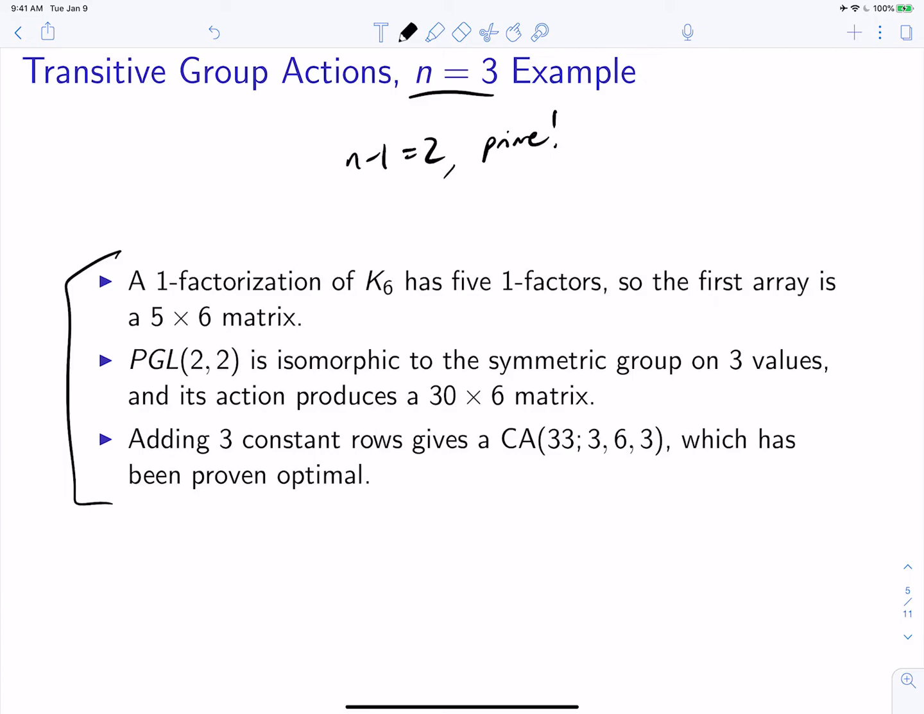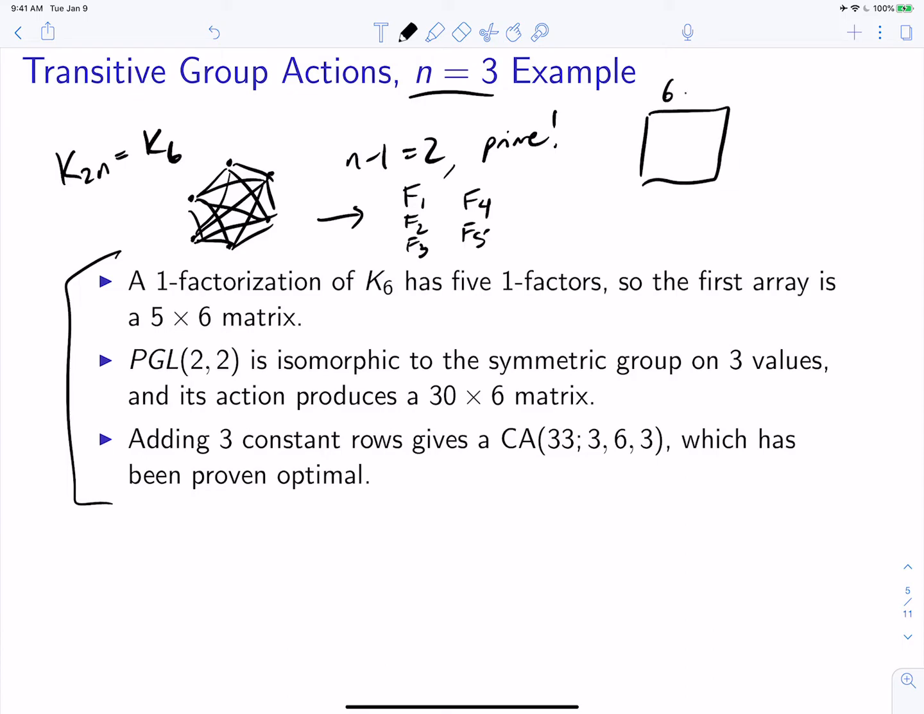So then you work with K2n, remember, which is K6, which means that we have 6 vertices right here, and each of the possible edges is present. I don't think I'm going to be able to draw them all, but I think that's all of them. I don't see any others. So what you do is you apply the method, then you get factor 1, factor 2, factor 3, factor 4, factor 5. So you're going to get 5 factors out of this thing. And then, as a result of that, remember that we have 2n minus 1 rows in the original array and 6 columns. So 5 rows and 6 columns.